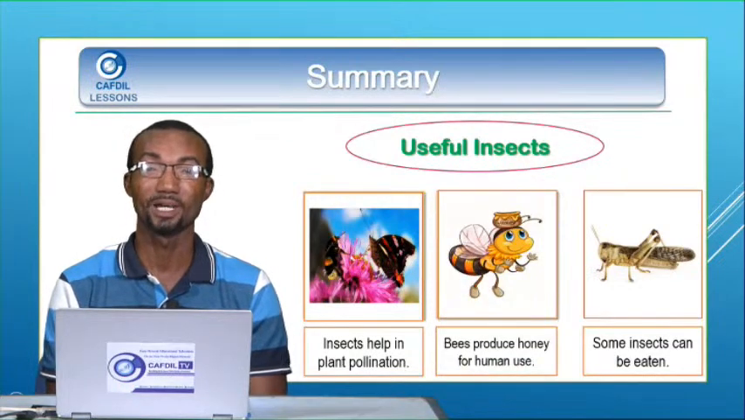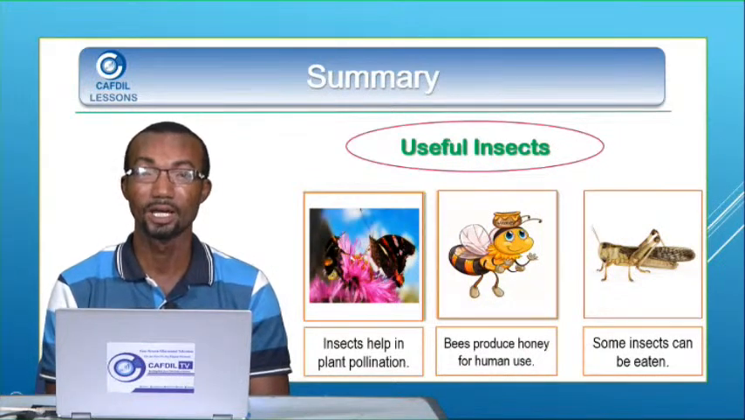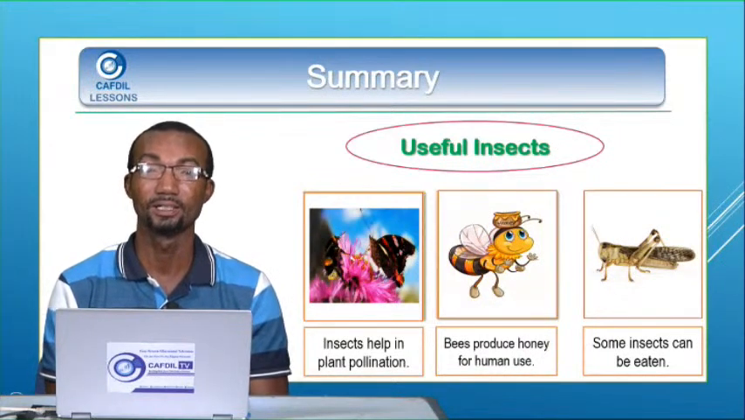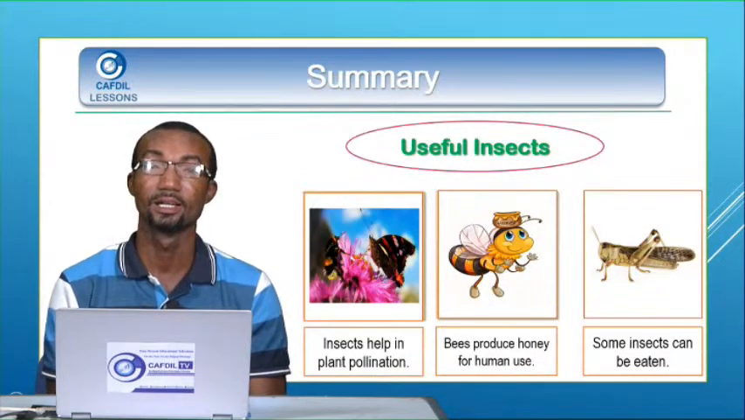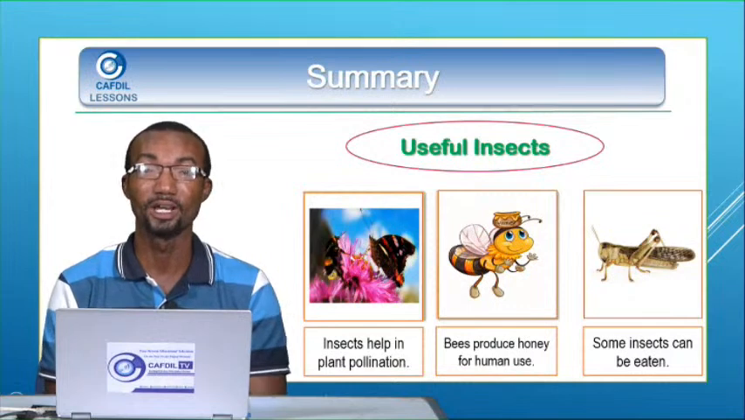We also talked about the bee producing honey for human use. The honey can be used for soap, for medicine, and then we can also enjoy our bread with the honey. And some insects can also be eaten, for example, the locust.